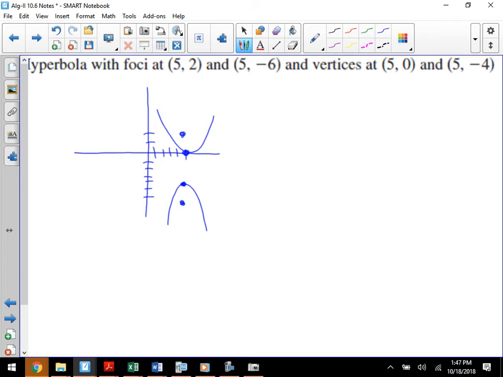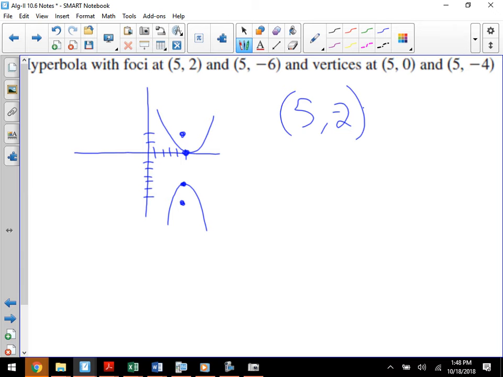What are the h and k going to be for your center? It's going to be 5 and negative 2. Remember, it's got to be the same x coordinate because they're all vertical, and all I have to do is find the midpoint of the y values. If I add 2 and -6, I get -4. Half of it is -2. I add 0 and -4, I get -4. Half of it is -2.